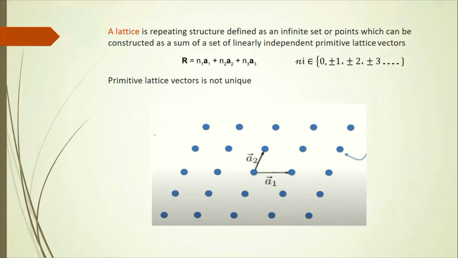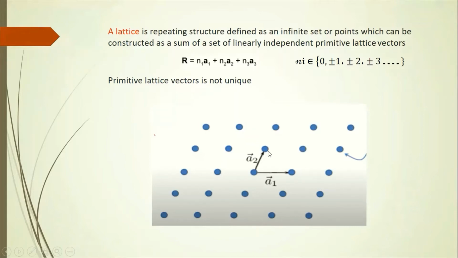So here is an example of a collection of points that is a lattice. Here is A1, the one-dimensional one, and here is the A2 primitive lattice vector, A1 and A2. And we can get to any point on this plane by going along A1 and A2 a certain number of times.